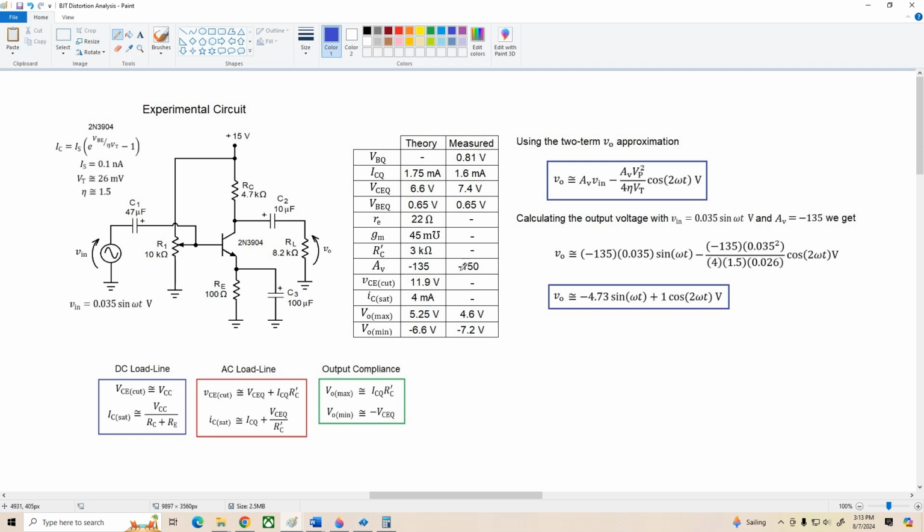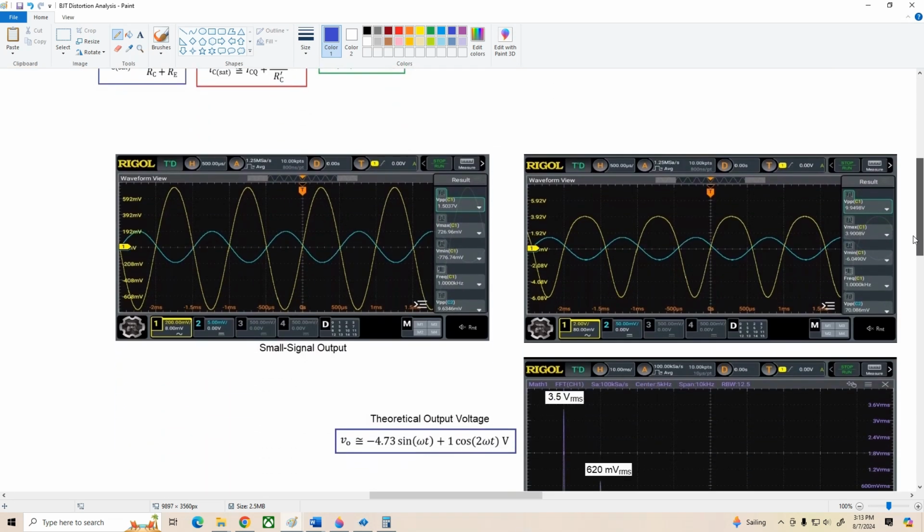Most of the experiment is going to be done with Vin equals 0.035 volts peak, and over here, using the equation we just derived, if we plug in this value, 0.035 volts, we get an output of negative 4.73 sine omega t, that's our fundamental, plus 1 cosine 2 omega t, our second harmonic. All right, now let's go down and take a look at some scope traces.